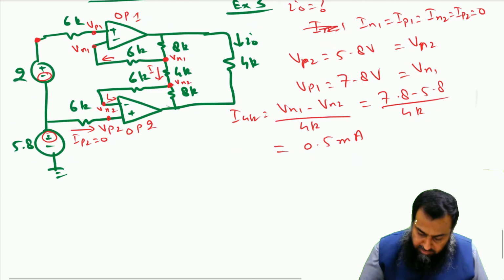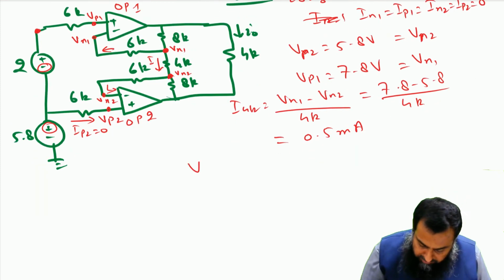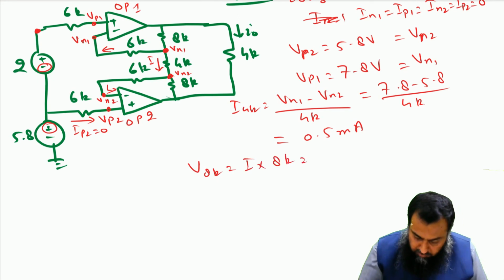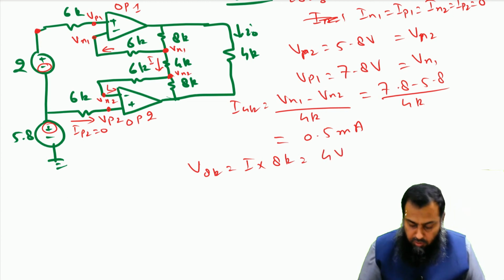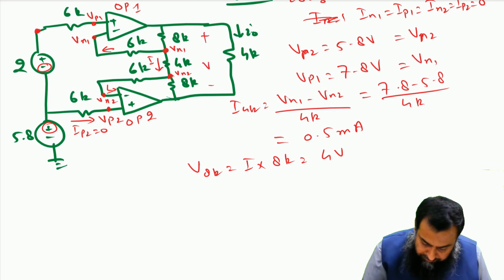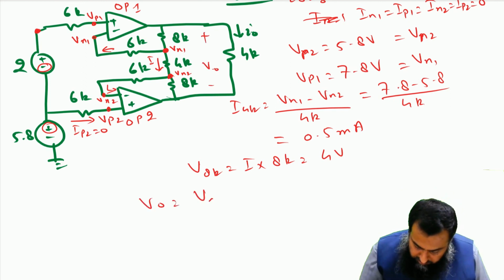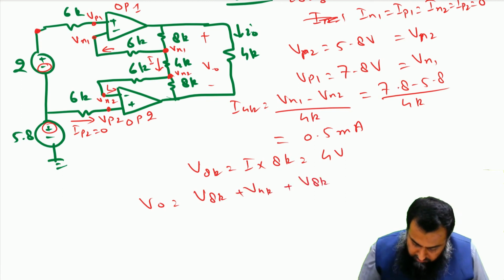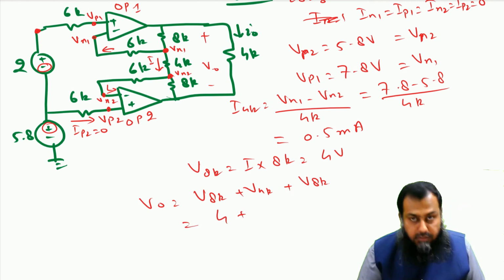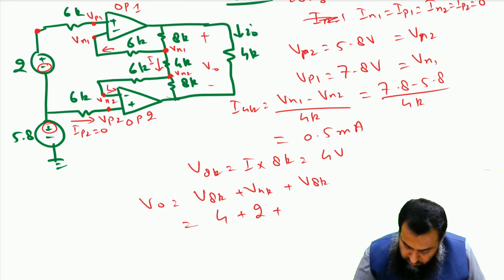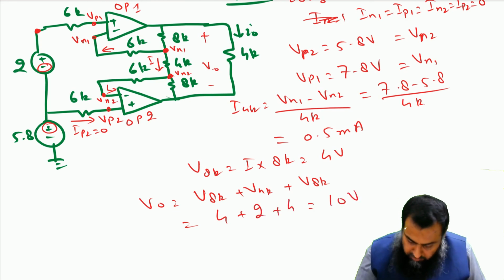So I can therefore calculate that V8K is equal to I into 8K, and that is equal to 4 volt for both the 8 kilo ohm resistances. So the net voltage here V naught is equal to V8K plus V4K plus V8K. We have a 2 volt differential voltage across this 4 kilo ohm resistance. So 4 plus 2 plus 4, and that is equal to 10 volt is the output.